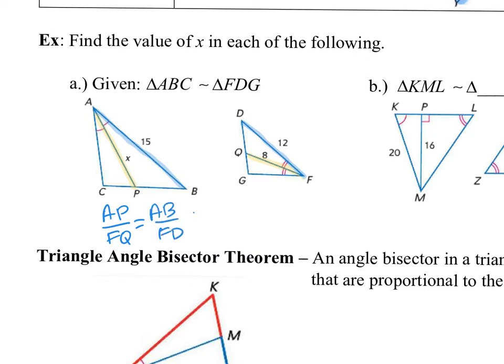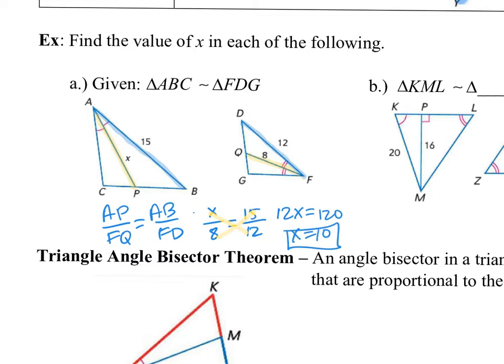Now let's go ahead and fill in the measures and the unknowns, and then we can solve for that. So in other words, AP is x, FQ is 8, and that is equal to the ratio of AB, which is 15 to 12. All right, so once we have that proportion written, then we can cross multiply, and those cross products are going to be equal to each other. So we would have 12x is equal to 15 times 8 is 120, and then divide both sides by 12, x is equal to 10.